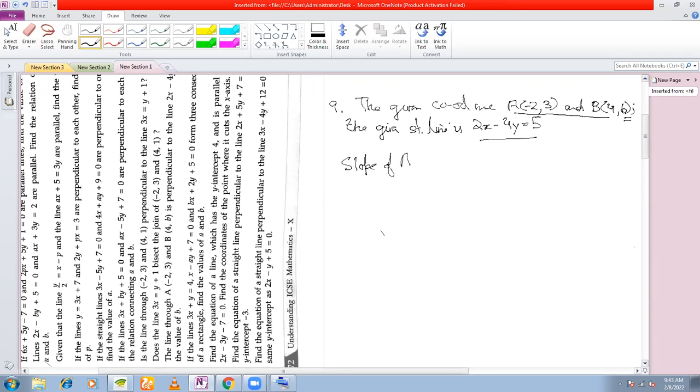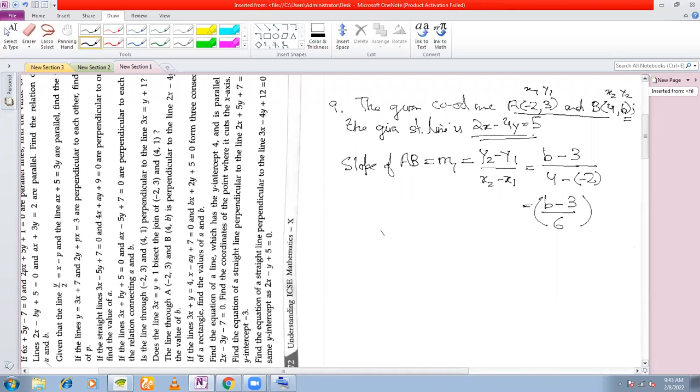Slope of AB, let's say slope of AB is m1. So you consider this as your x1, this as your y1, this as your x2, this is your y2. You get y2 minus y1 by x2 minus x1, right? So you have b minus 3 divided by 4 minus of minus 2, which is equal to b minus 3 by 4 plus 2, 6, right? This is the slope of the line joining these 2 points, right?